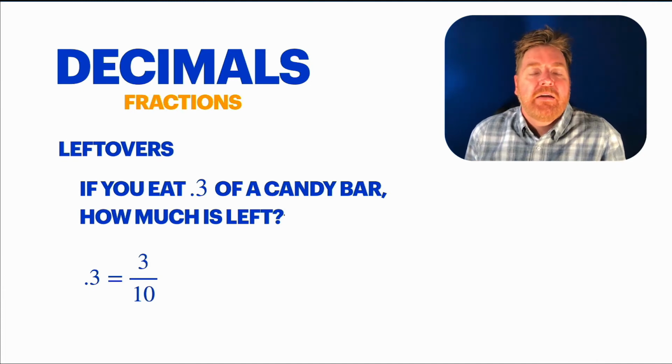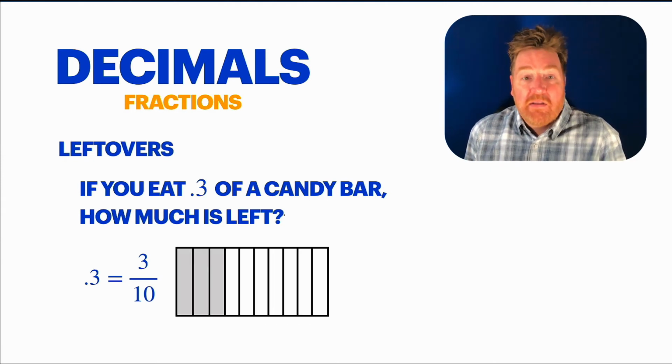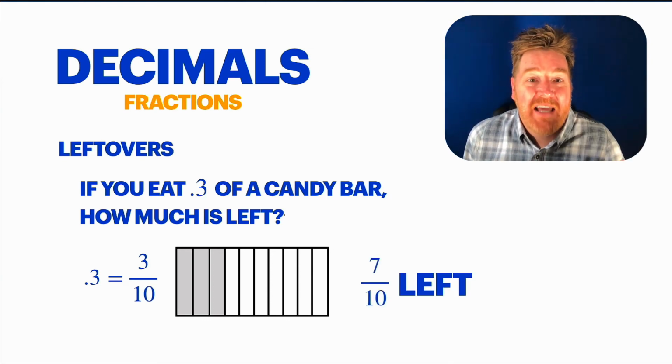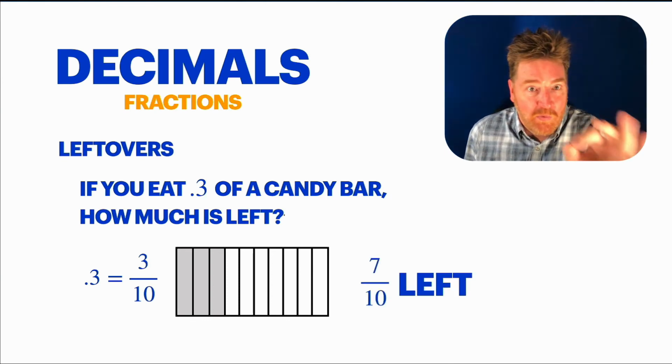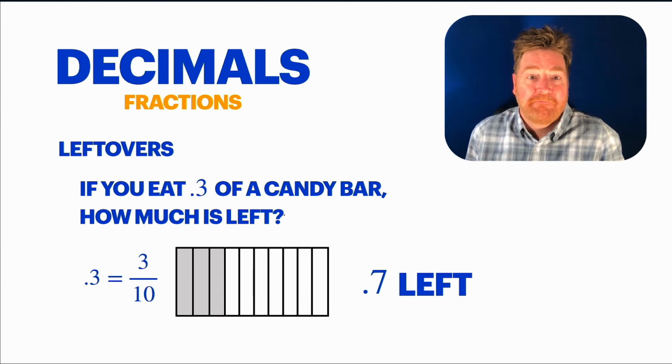3/10, just read it as in the decimal form even. 3/10, I know how to represent 3/10. There we go, 10 equal pieces. Let's say we just ate those three. How many are left? Well, 7/10, clearly. All right, so if you want to write that in the new notation, 0.7 or 7/10 are left.